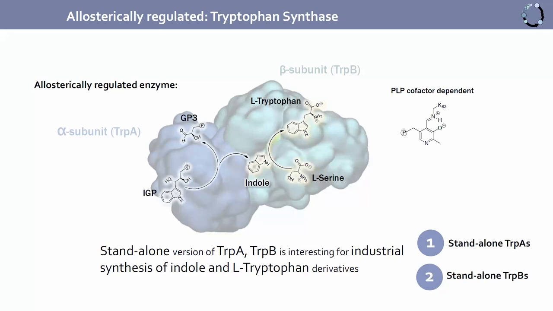And the point is that this enzyme is an allosterically regulated enzyme. So basically the alpha without the beta does not work efficiently, and vice versa. So we would like to predict mutations to try to make these enzymes standalone, so remove this dependency on the binding partner.